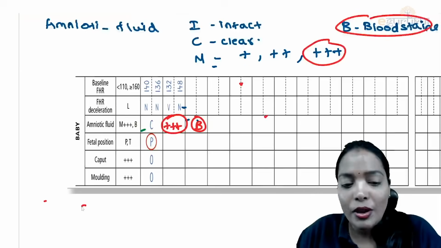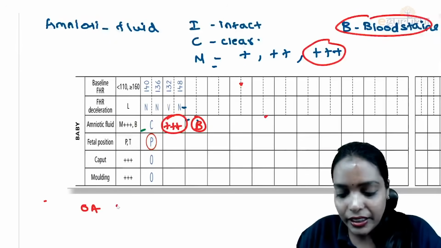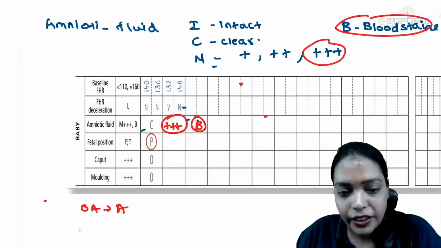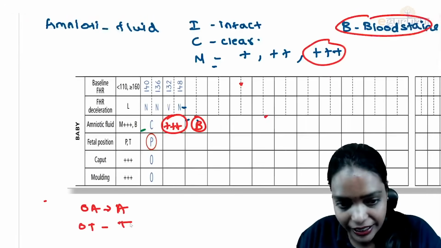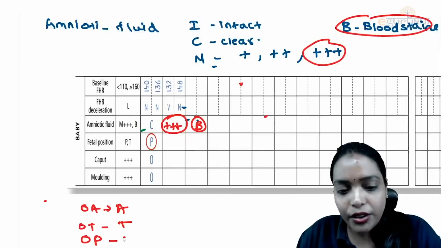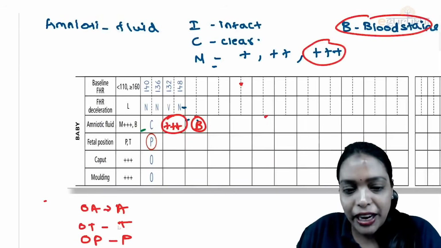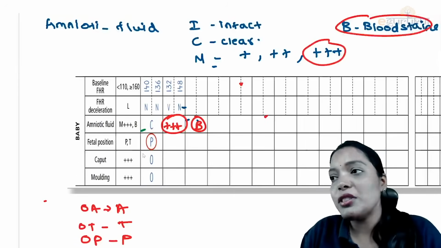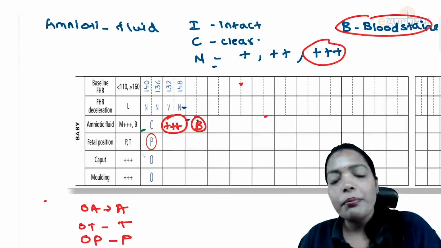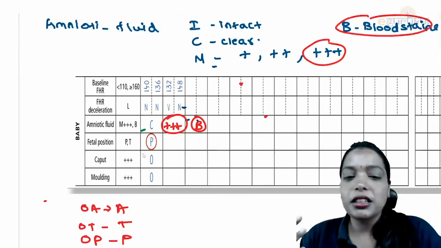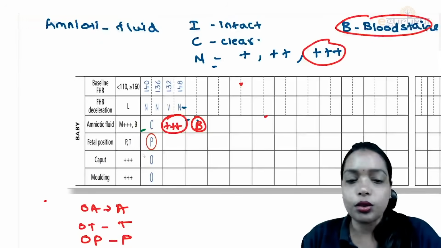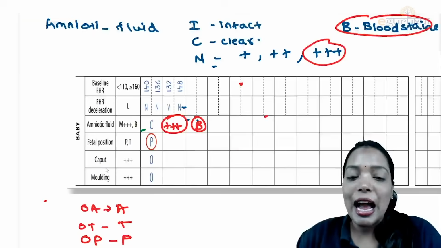So if it is occipito anterior, you're going to write it as A. If it is occipito transverse, then you're going to write it as T. If it is occipito posterior, you're going to write it as P. So P and T are alerts. So we have to see that labor might progress slow, but we can just wait and watch. It doesn't require some immediate intervention. It just means that labor will progress slow. Next, coming to the caput.